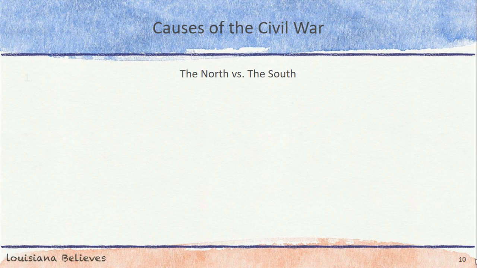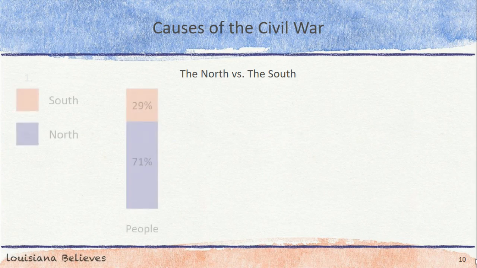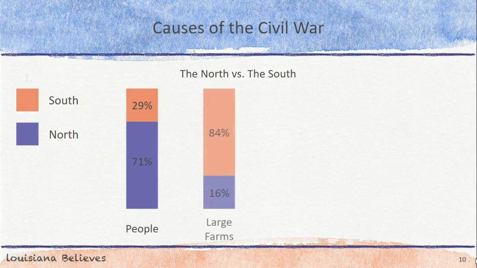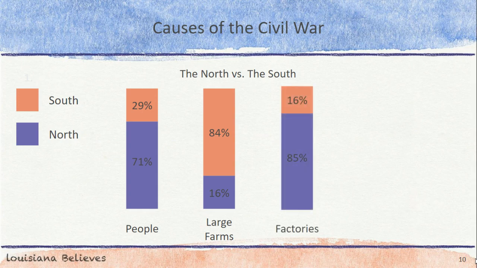Taking a look at other key differences between the North and South will help us understand how different the lives of Northerners and Southerners were. The Northern states had more than twice the number of people living in them. The South was full of large farms that produced a few important products, while the North had almost all of the factories that produced most of what people needed, like shoes, fabric, and building materials.